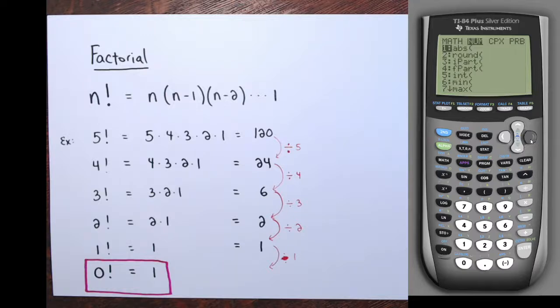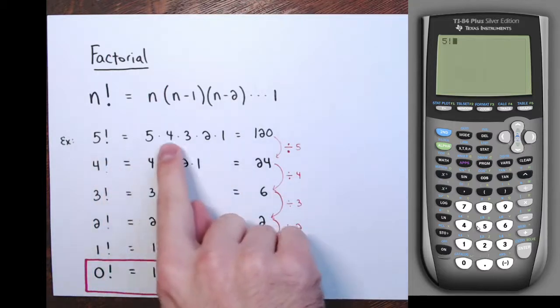And then if you move over to where it says PRB, and you see number 4 there, it has the exclamation point next to it. But you can't just enter that. You have to enter what number you want first. So like if I go 5 factorial. So 5, hit the math button, go over to PRB, hit the number 4. See 5 with the exclamation point.